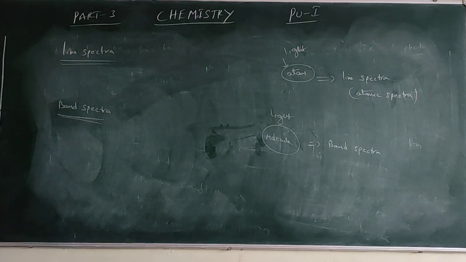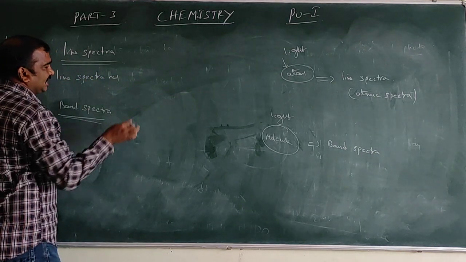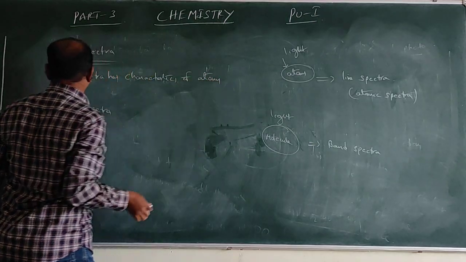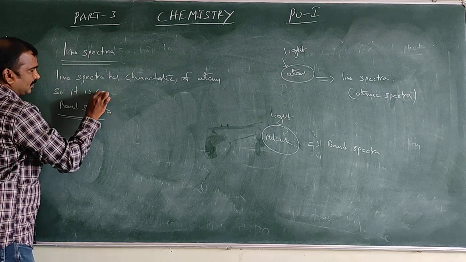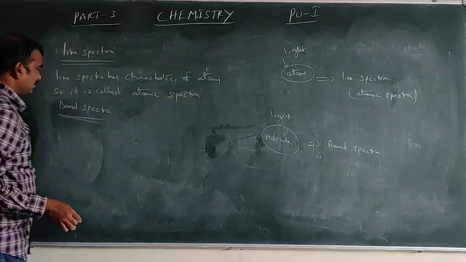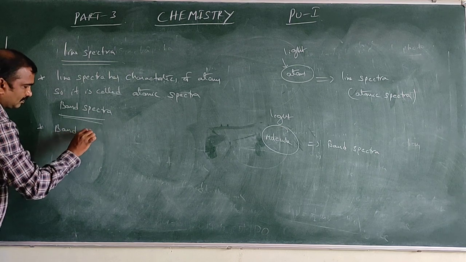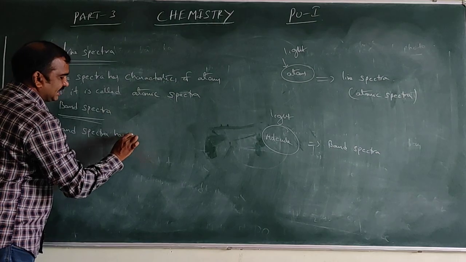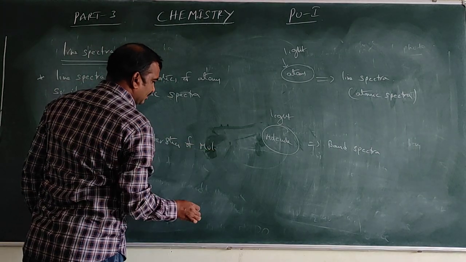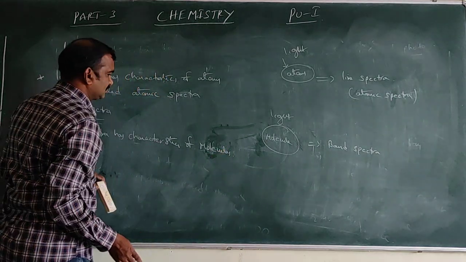So here we can write: a line spectrum has characteristics of atoms, so it is called atomic spectrum. Band spectrum has characteristics of molecules.